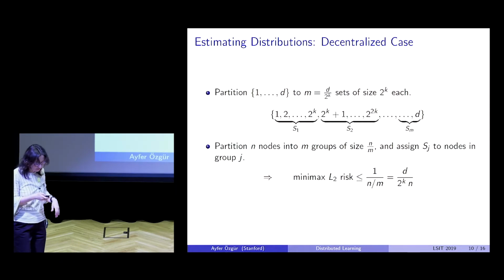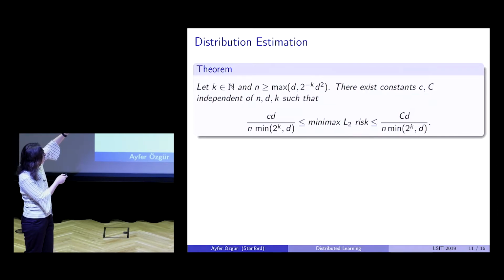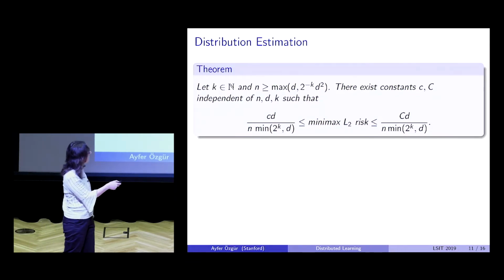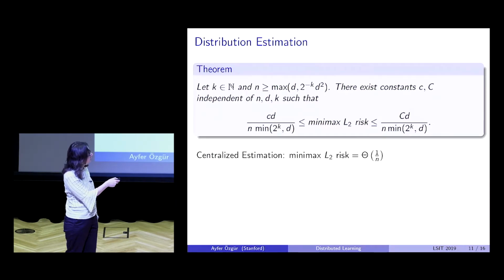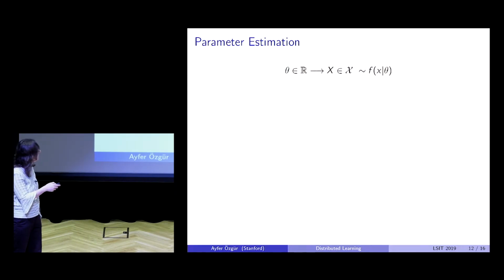And even though this may seem wasteful, you can show a matching lower bound, at least matching in terms of the orders, and the constants are also pretty close. So this is optimal, okay? And what is this saying? This is saying that when k is small, so let's say k is equal to 1, our minimax L2 risk would be d over n. So this is a factor of d larger. There is a factor of d penalty with respect to the centralized case, but that penalty decreases exponentially with k, okay? Okay, so let me skip this.